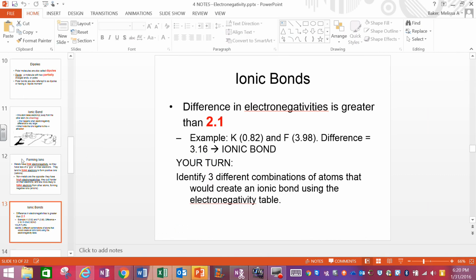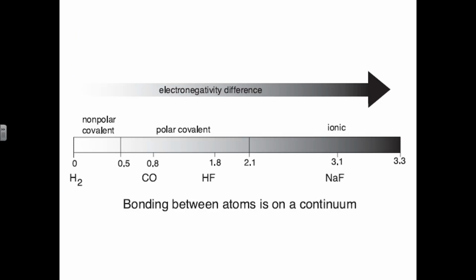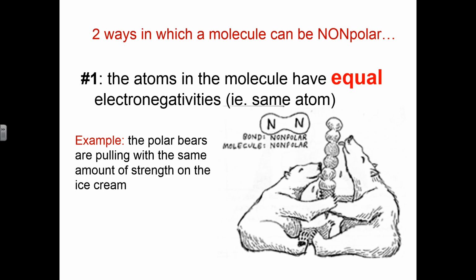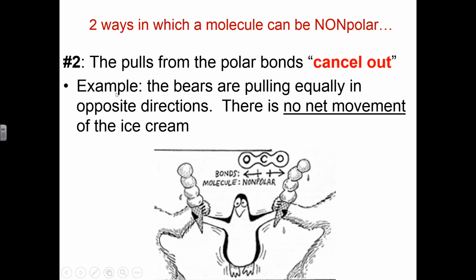Alright, last couple things here. Again, this is not a perfect set of ranges here, but it gives you a pretty good idea of when something's nonpolar versus polar versus ionic. So there are actually two ways that something can be nonpolar. One is if, like we already discussed, the two atoms have pretty much equal electronegativities. Nothing's winning, like between two nitrogens. But there's another case where if polar bonds cancel out, that's also a nonpolar molecule.